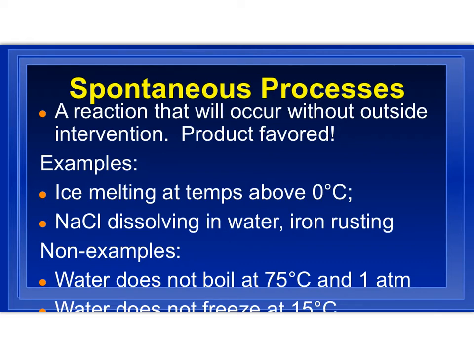Some non-examples would be if we were trying to boil water, but the temperature was only 75 degrees Celsius at 1 atmosphere of pressure. Of course, we know water boils at 100 degrees Celsius. So in order for us to get water to boil at 75 degrees Celsius, we would have to adjust the pressure. So this would be an example of a non-spontaneous process. Also, water would not be able to freeze at 15 degrees Celsius.